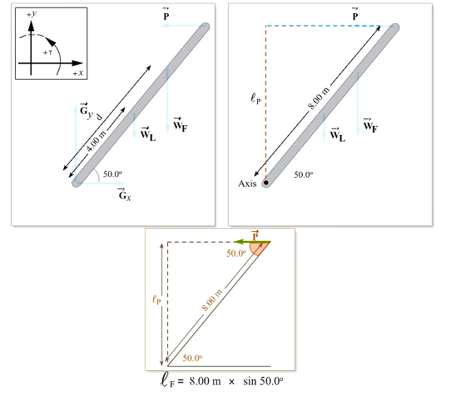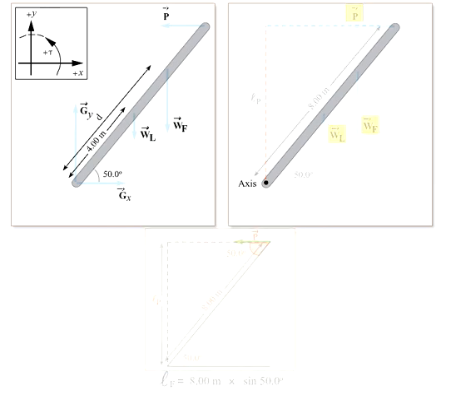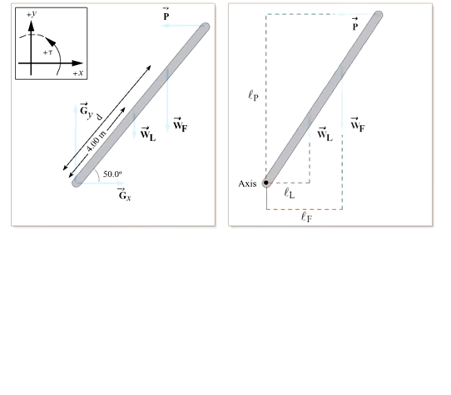The lengths of the lever arms for W sub L and W sub F are proportional to the cosine of the angle between the ladder and ground, but the length of the lever arm for P is proportional to the sine of that angle. This means that if the angle between the ladder and the ground were to increase, the lever arms for W sub L and W sub F would decrease in length, but the length of the lever arm for P would increase.